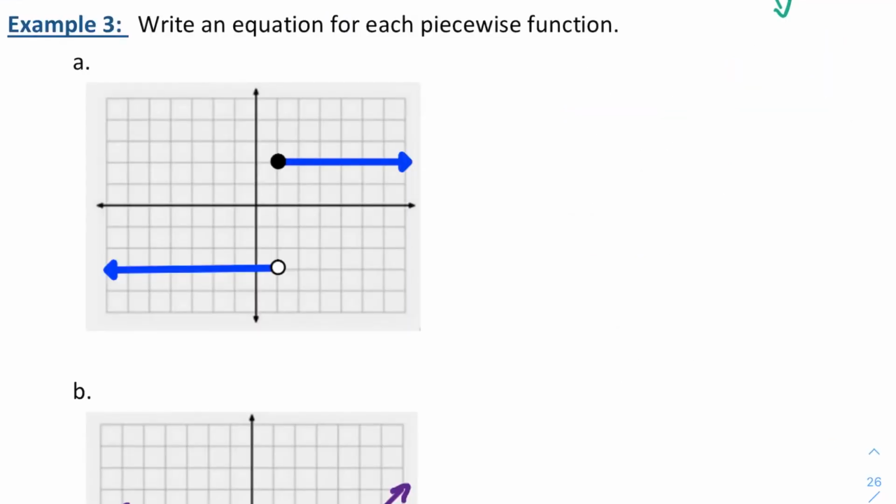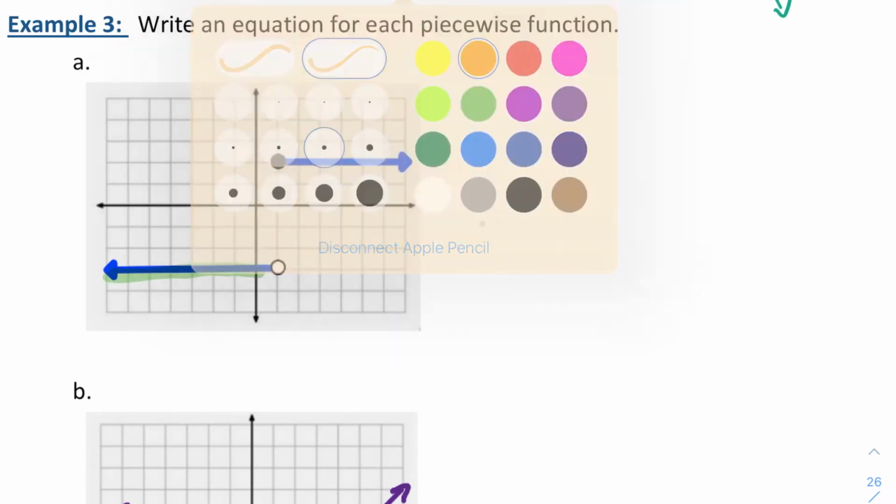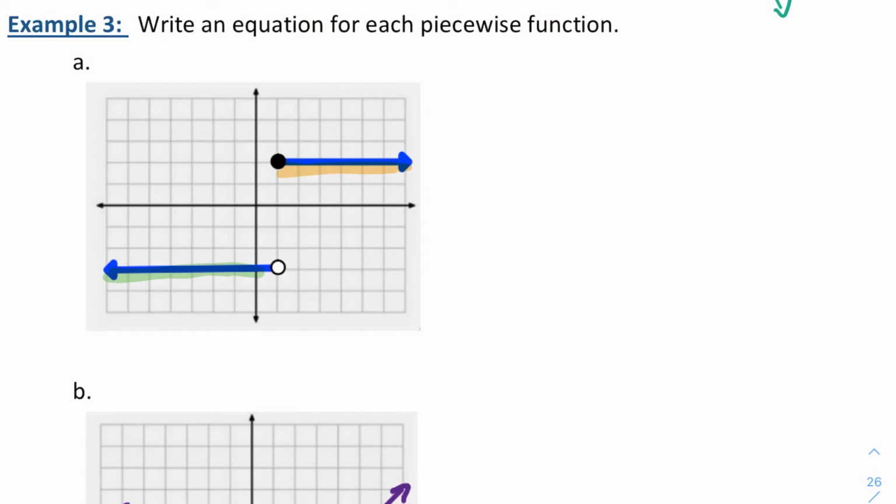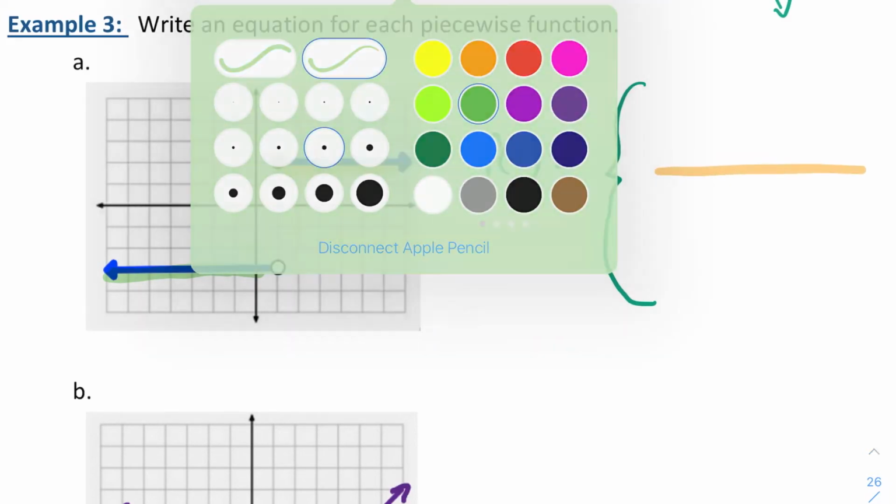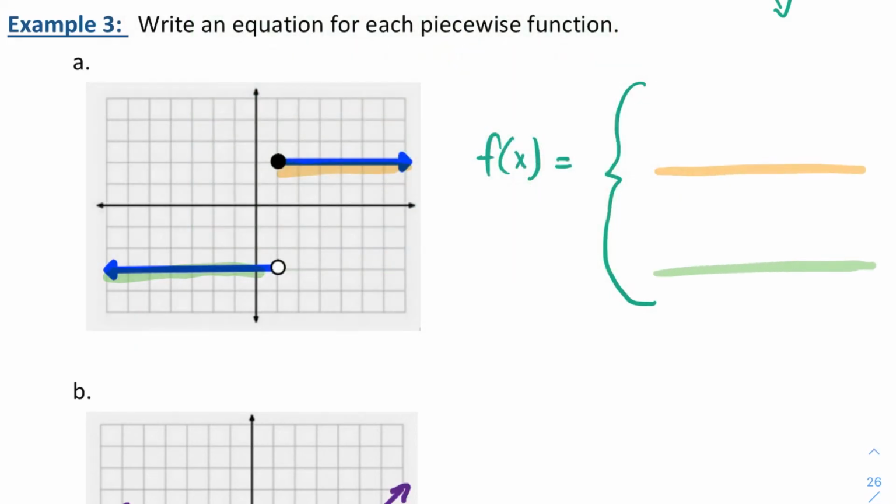We are going to write some equations for a piecewise function. So if you look at this, it has 2 separate pieces. So there's basically going to be 2 parts to my equation for my piecewise function. I'm just going to kind of set it up here. Piece number 1 and piece number 2.